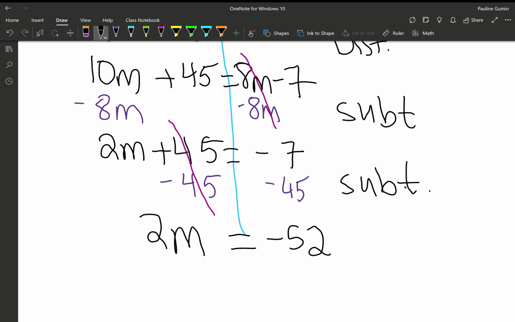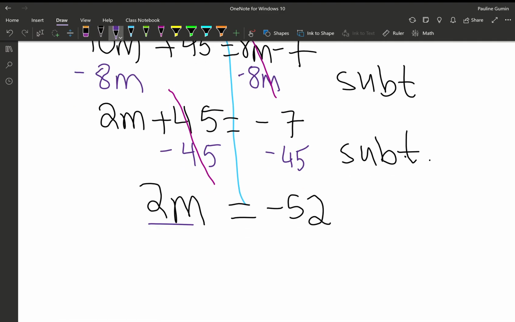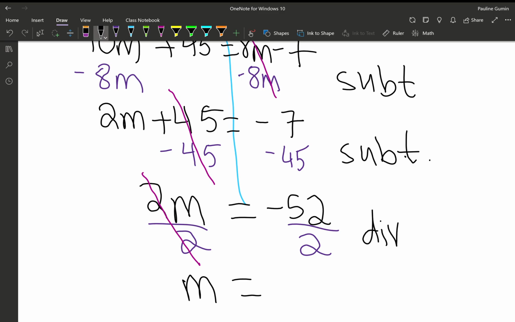One last step, one of the most popular ones. We're going to go ahead and divide both sides by 2. On the right, they cancel. Oh man, I called it the right again. On the left, they cancel. M equals. Oh my goodness. This is why I shouldn't make these videos at the end of the day. Whatever. Negative 52 divided by 2 is negative 26.